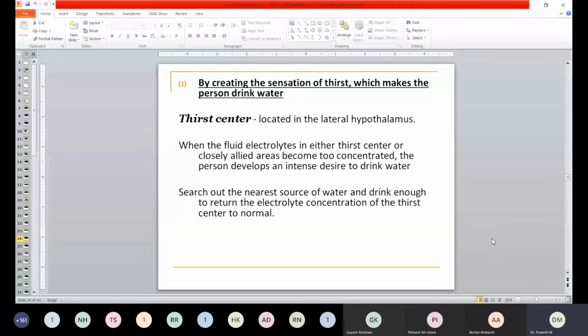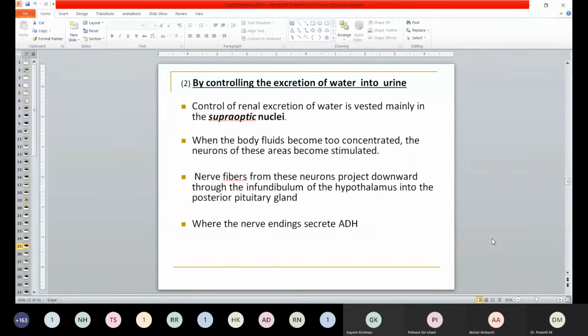So the person will search out the nearest source of water and drink enough water so that the electrolyte concentration of the thirst center comes back to normal and the thirst center is no more stimulated. This is one mechanism by which the hypothalamus regulates water balance, through the thirst center mainly present in the lateral hypothalamus. One more mechanism is by controlling the excretion of water in the urine.